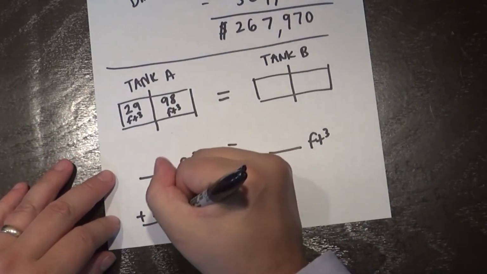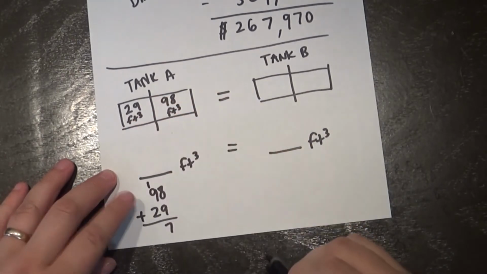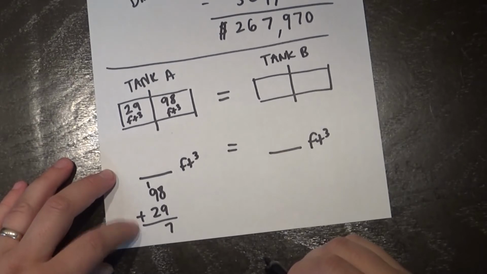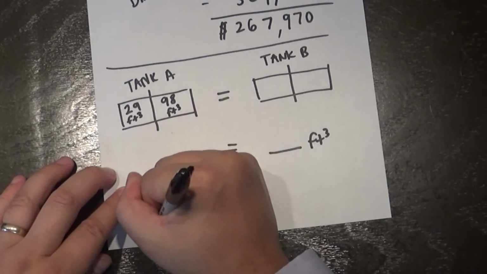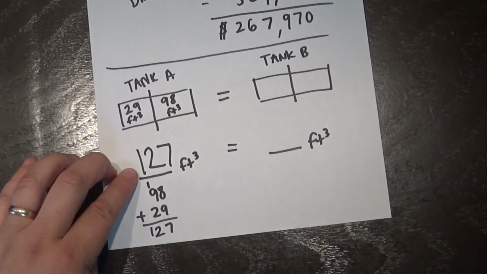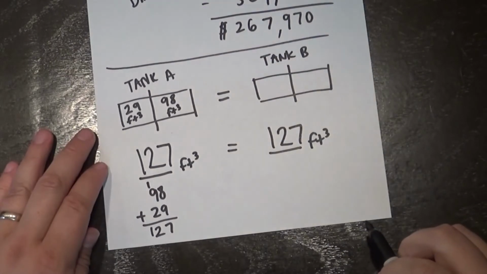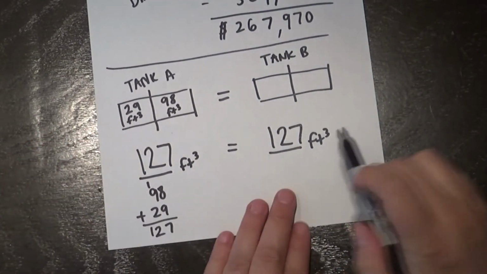So 9 plus 8, 9 plus 2 plus 1 is 12. That means this is 127 cubic feet, which also means this is 127 cubic feet for tank B. So I know the total.